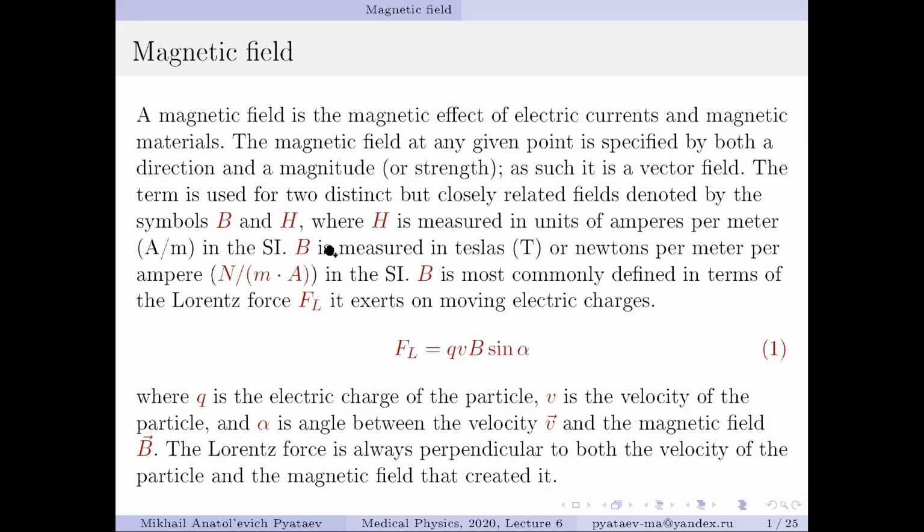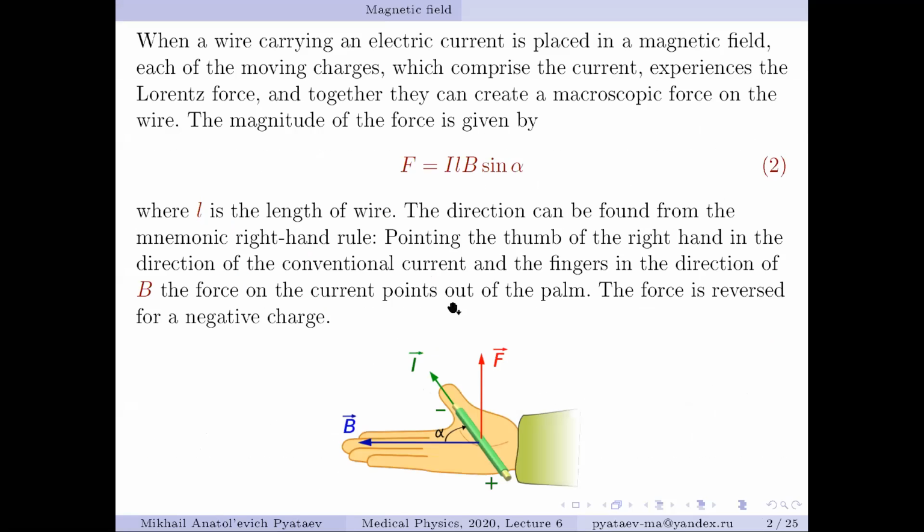So this second vector is suitable in solving the problem of finding a magnetic field. And the action of the magnetic field is characterized by vector B. Now let us go further. So this is the right-hand rule, which allows one to find the direction of force acting on current.